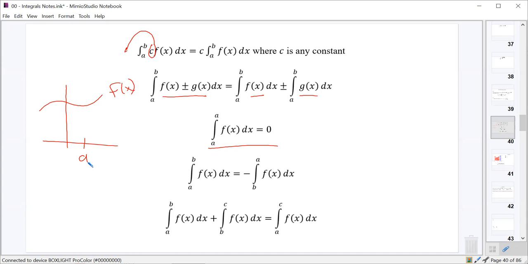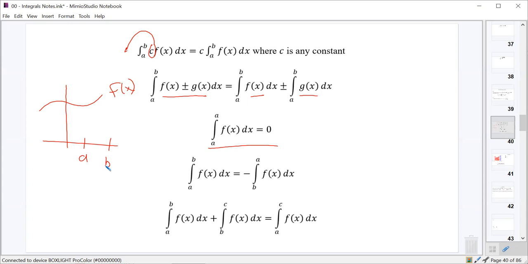The fourth one, the integral from a to b of f of x is equal to the opposite of the integral from b to a. So effectively, that means when we're moving from left to right, a to b, the values of an integral would be a positive value if we're above the x-axis. But if we were to try and do it the other direction, from right to left, we end up with a negative value.